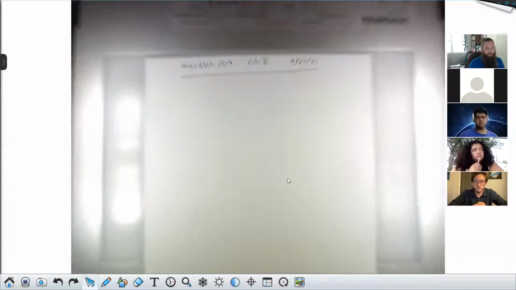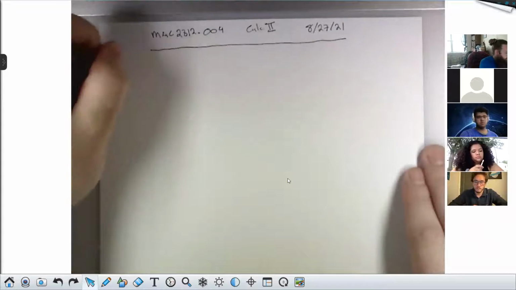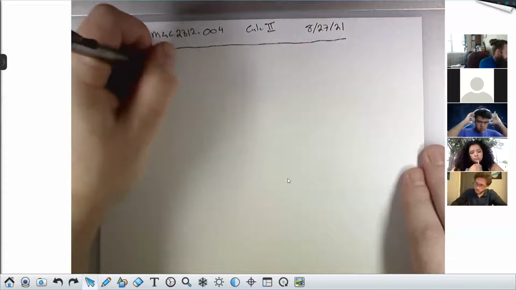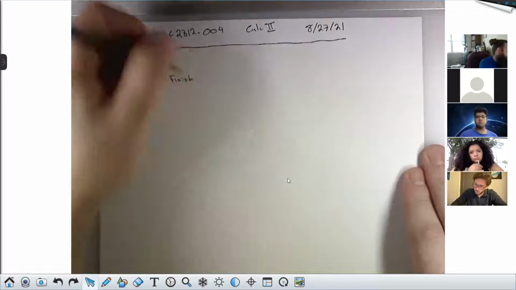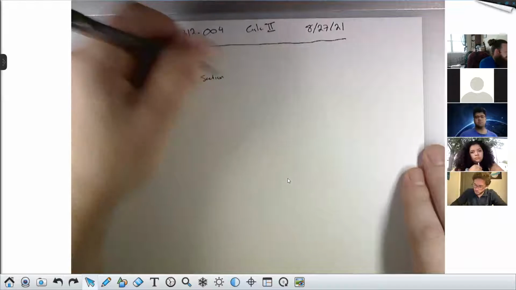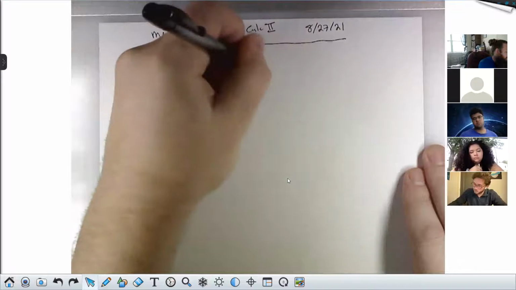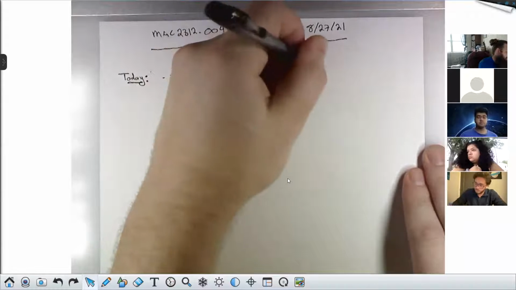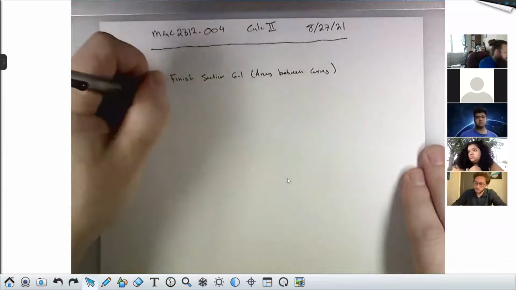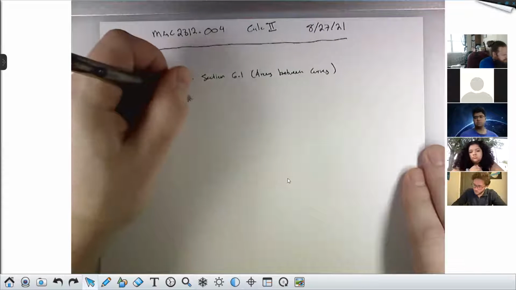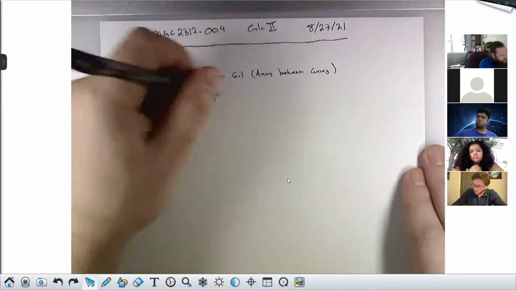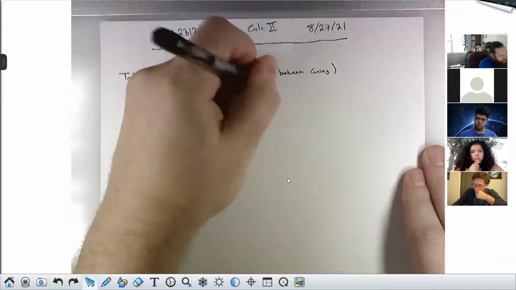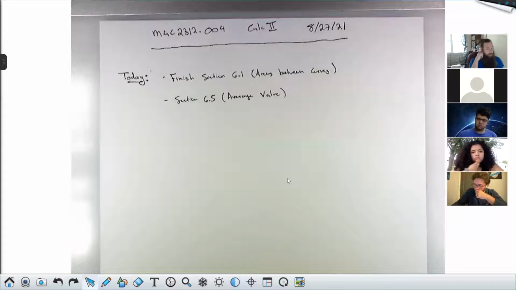And like I said, the things that we're going to do today: finish section 6.1 on areas between curves, and we're going to look at section 6.5, which is on average value. All right, and after we do those things, we will be done.